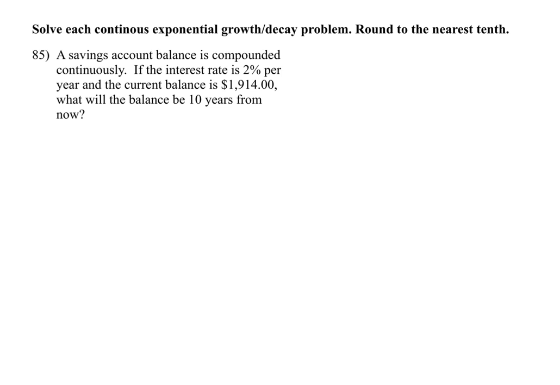Remember, this formula is actually easier than the other one. What I am solving for, my account at the end of this, will be the principal, or my starting amount, times e to the rate times time, right? It says the savings account is compounded continuously. This is what tells you you're going to use this formula with an E. Interest rate, that's my R. Per year, the current balance, that's my starting. What will the balance be? 10 years, that's my T.